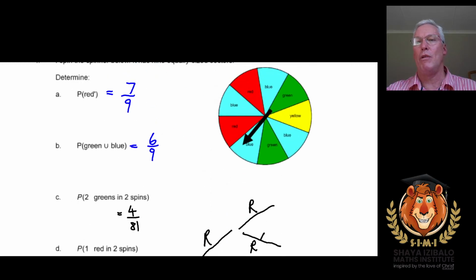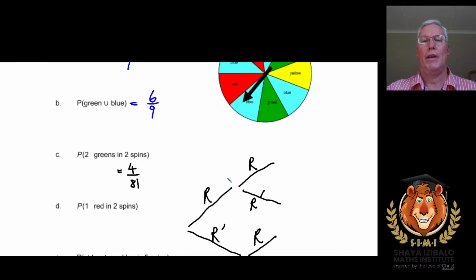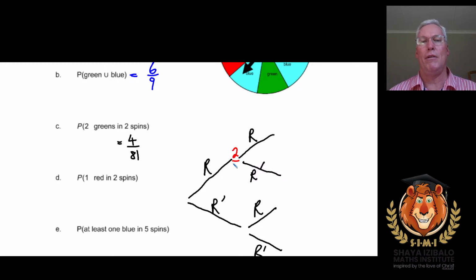Let's remind ourselves of the probabilities. The probability of getting a red is 2 out of 9. Remember, whenever a tree diagram splits, the probabilities have to add to 1. So this must be 7 out of 9. And that makes sense because there are 7 non-reds. Maths always makes sense.